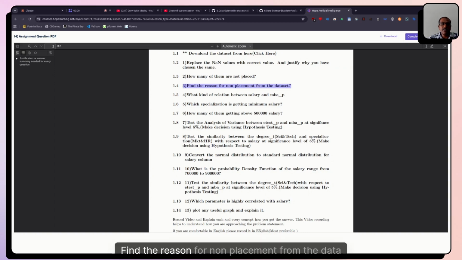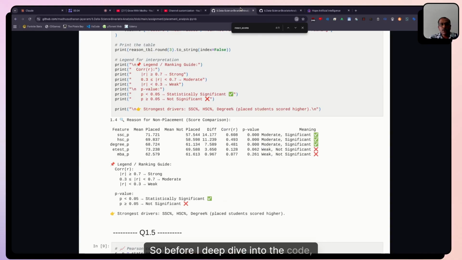Next question, find the reason for non-placement from the data set. Before I deep dive into the code, you need to understand two terms: correlation coefficient and p-value. The predicted variable here is placement. The placement happens based on the student performance and their college and degree percentage. We are going to find the relationship of the features with the predicted variable.